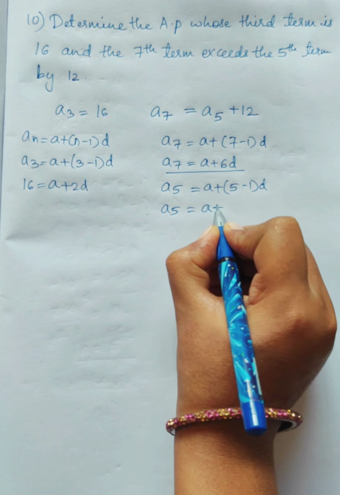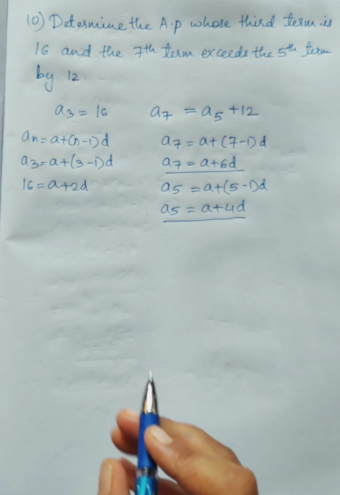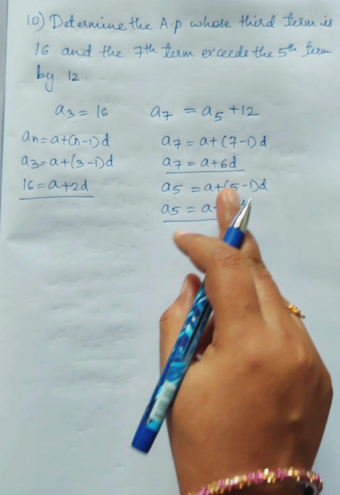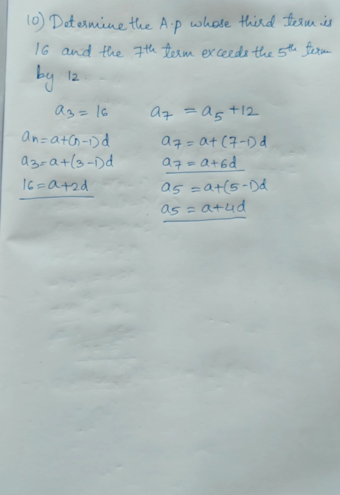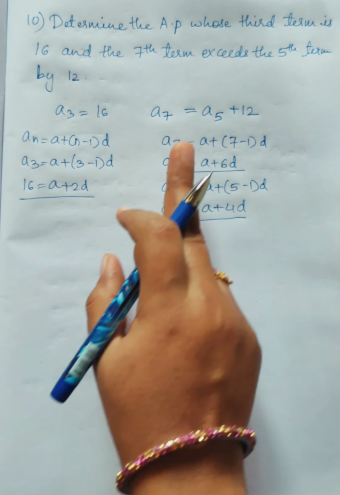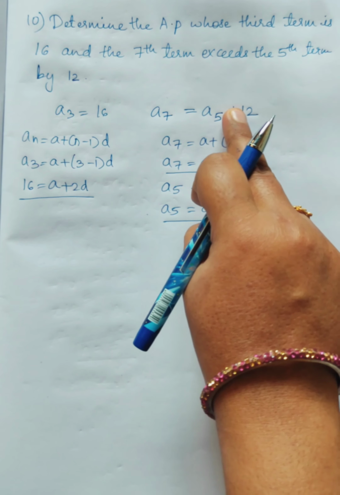A plus 5 minus 1 is 4D. This is another value. This is the A3 value, this is the A7 equation, and this is the A5 equation. So all the three equations I am having. Now A3 you got 16, which is equal to A plus 2D. Whatever values you have found out, that is A7 and A5, substitute in this.